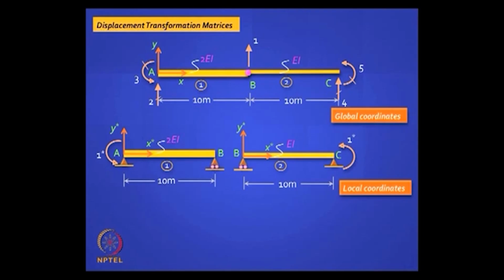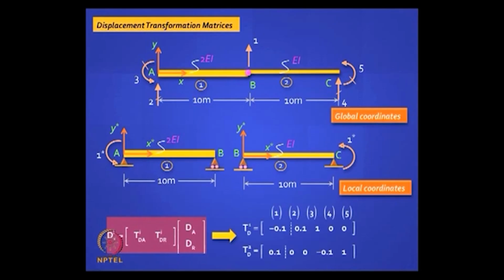This is beautiful because you have only 1 degree of freedom for each of the 2 elements and the stiffness is 3I by L. Can you write down the TD matrix for this? It is very easy, 1 row for each. Fill up this matrix. So it is going to look like this. Let us check it out.